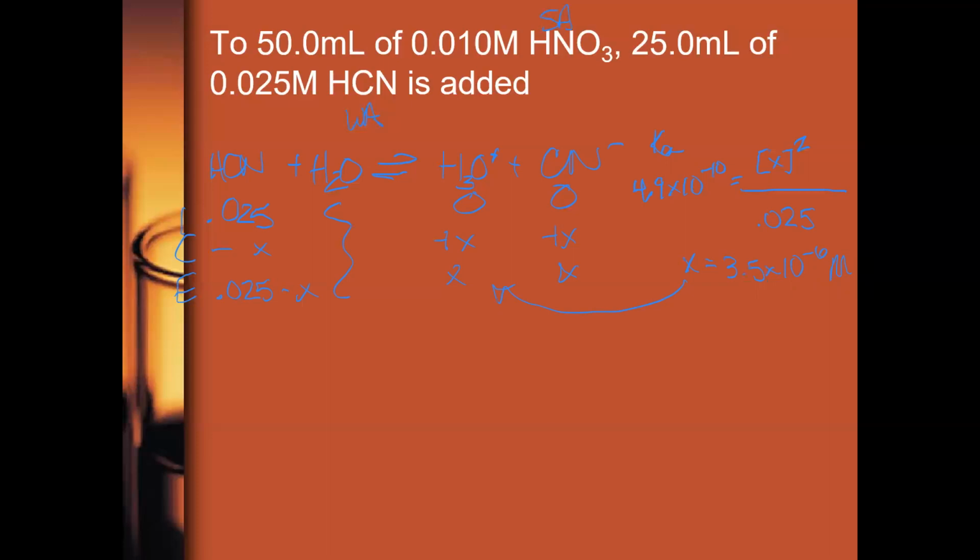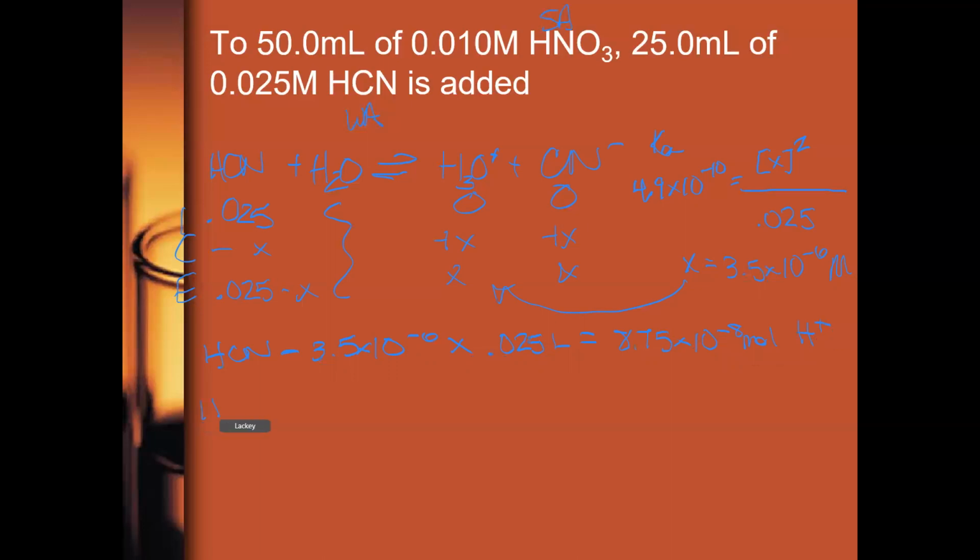So now that we have the molarity of our hydronium, we can figure out moles of hydronium or moles of hydrogen. So for hydrocyanic acid, we're taking that 3.5 times 10 to the negative 6 molarity, multiply by the volume of 25 milliliters, so 0.025 liters. And we get that this is a total of 8.75 times 10 to the negative 8 moles of the hydrogen ion or hydronium ion.